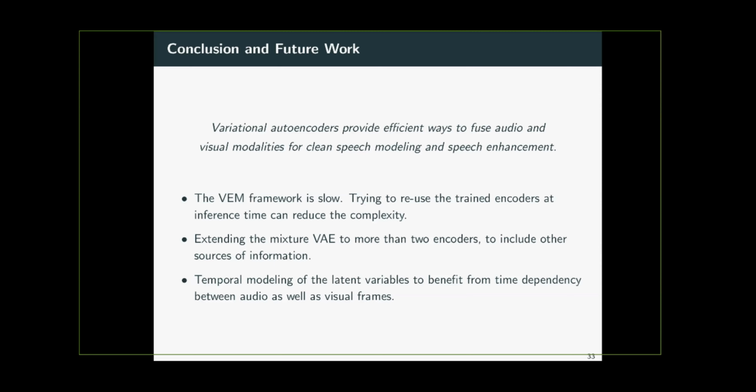We would also like to extend this mixture of variational autoencoders, or actually mixture of inference networks, to more than 2 encoders, maybe also to include some other sources of information. And finally, it would be really interesting to have some temporal modeling of the latent variables, because if they have to represent the underlying speech signal, of course, this speech signal has some temporal consistency.